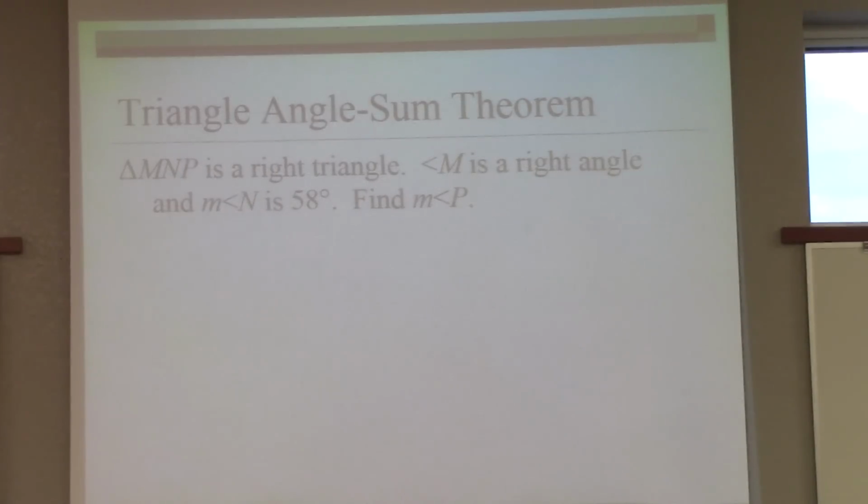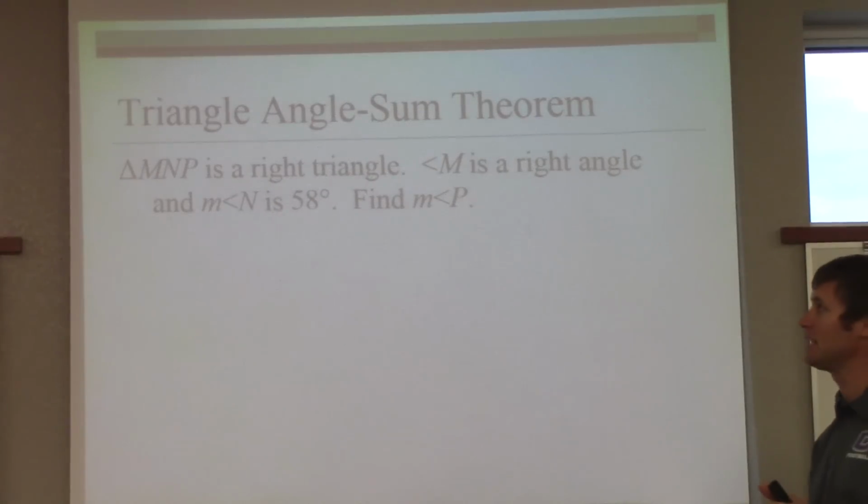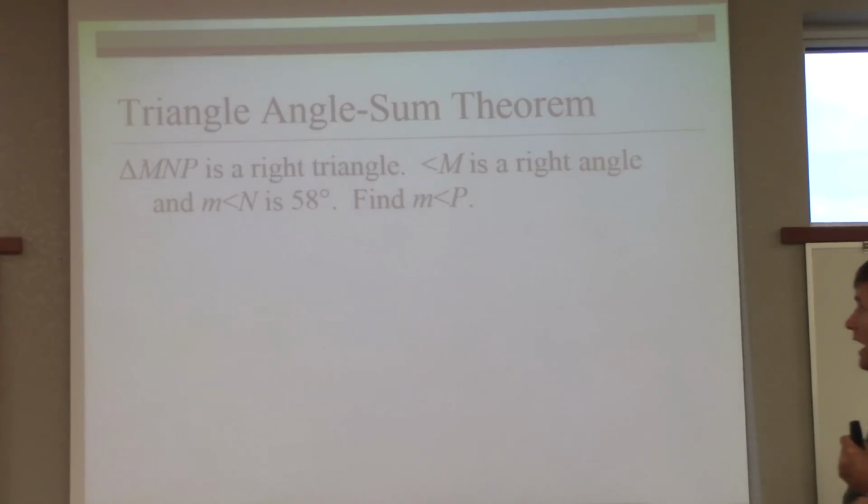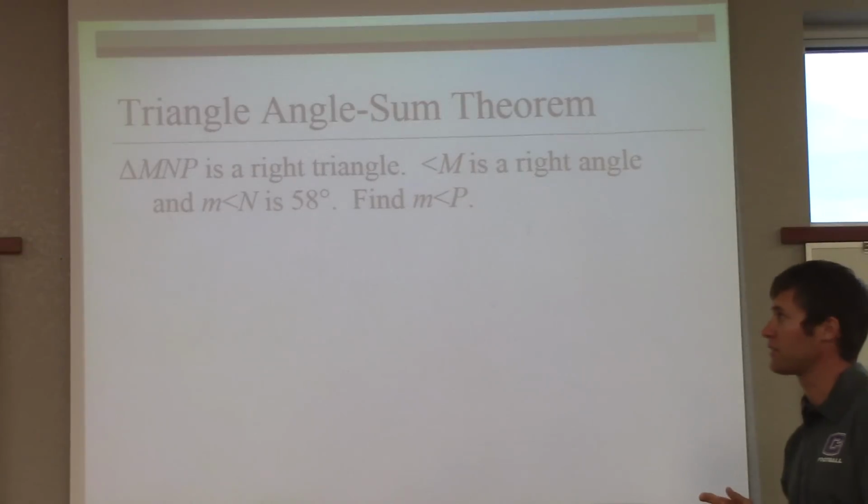Next example, we have a triangle MNP that is a right triangle. That means it has a 90 degree angle. M is a right angle, so angle M is 90. Angle N is 58. Find angle P. So we could draw that up. Draw a right triangle, 90 degree angle. Label angle N 58 degrees.